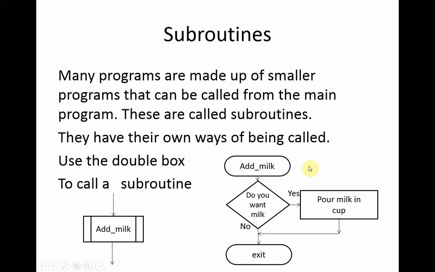subroutines. Now, say for example you're making tea or coffee. Well, both will require you to ask the same question, do you want milk? So on your main flowchart, you would use this kind of rectangle with a rectangle inside it. Technically, we call it a predefined process. Basically, you're saying add milk, and beforehand you defined this little flowchart on the right where you ask, do you want milk or not? And if yes, pour the milk. So that's a predefined process.